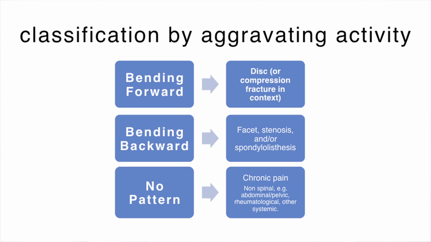Those aggravated with bending forward, suggested for disc or compression fracture in the right clinical context. Those aggravated by bending backward, common in facet syndrome, lumbar stenosis, or spondylolisthesis. And the no pattern bucket, which most commonly reflects chronic pain. However, you have to consider non-spinal etiologies.